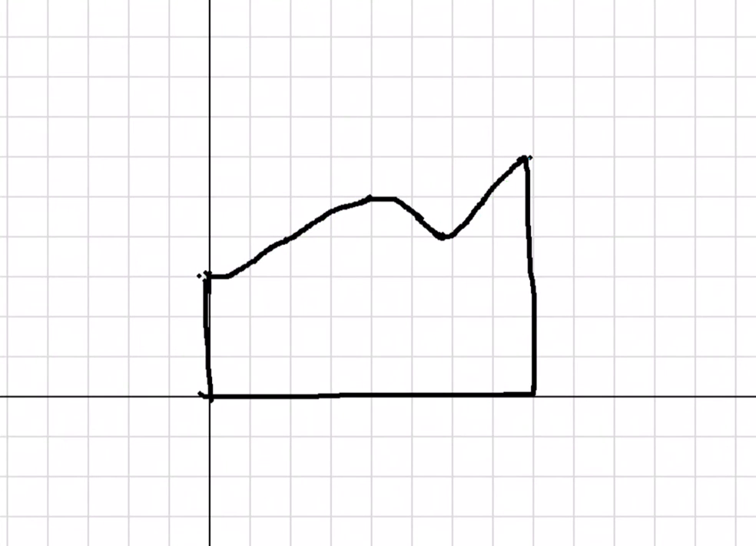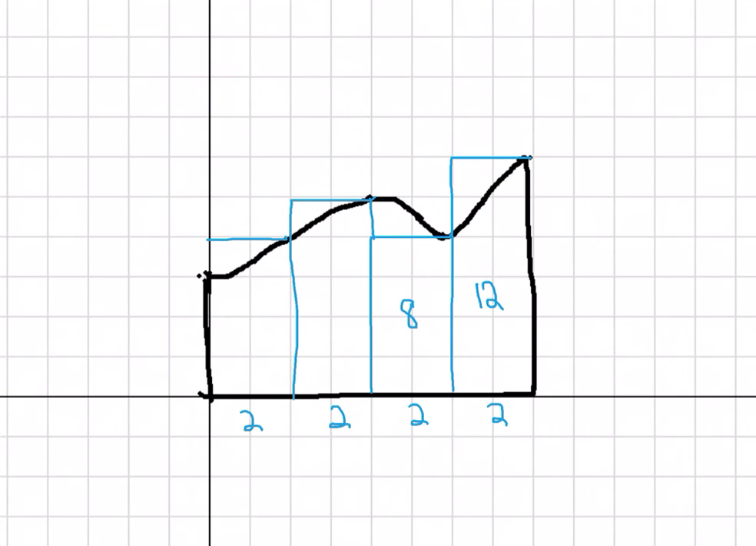So from the right side, I start, right side go over just 2. Right side go over just 2. Right side go over just 2. And right side go over just 2. So each of these are 2 units long, the width. This is 1, 2, 3, 4, 5, 6, so that's total 12. 1, 2, 3, 4, so that one's 8. 1, 2, 3, 4, 5, so that one's 10. And 1, 2, 3, 4, so that one's 8.